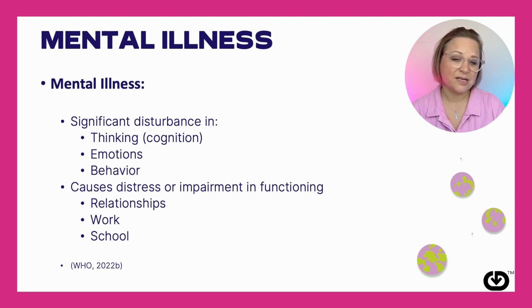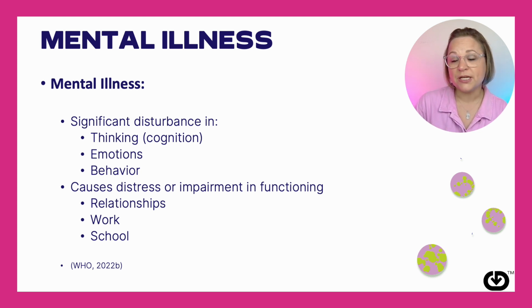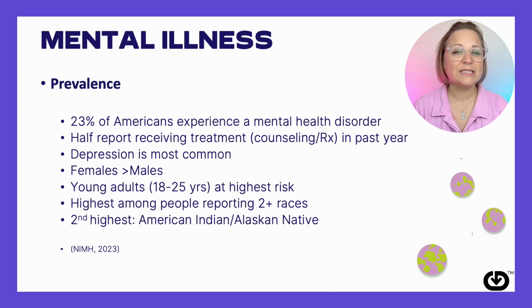Now, mental illness, on the other hand, is a significant disturbance in our mental health, and that can be in a variety of different ways. It can be a disturbance in our thinking, also known as cognition, in our emotions, or in our behavior. And then that significant disturbance causes distress or impairment in our day-to-day living, in things like relationships and work and school.